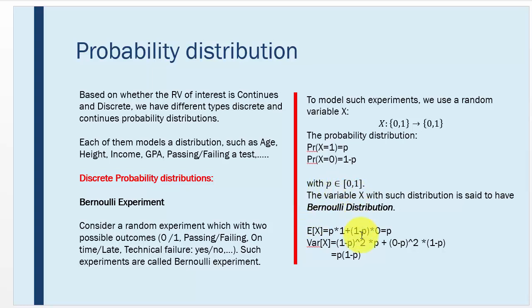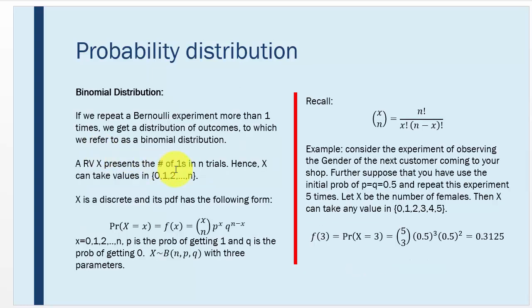After some basic calculations, we can find that the expectation of x is p and the variance of x is p times (1 minus p). The next discrete probability distribution is the binomial distribution.